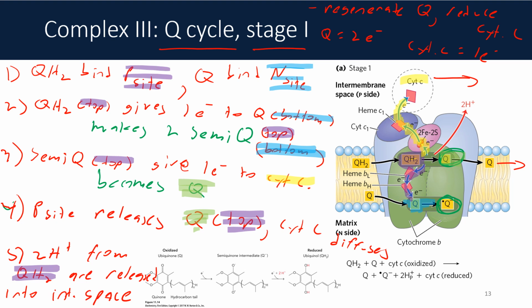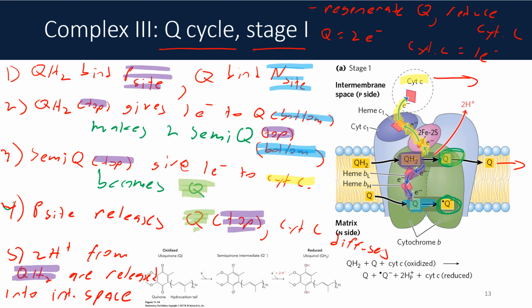This is the hard part. If you can get this, the second half I think will be easier to understand. But trying to bring it all together in one or two sentences, we're going to remove the electrons one at a time from the QH2 in the top. One's going to go down into a Q, the other's going to go up into cytochrome C.